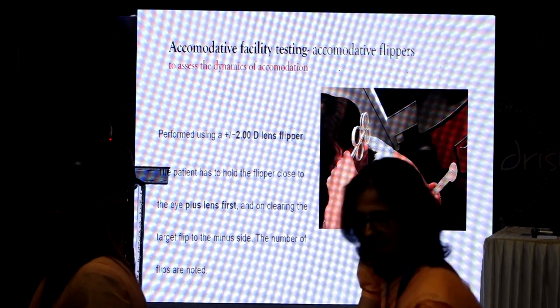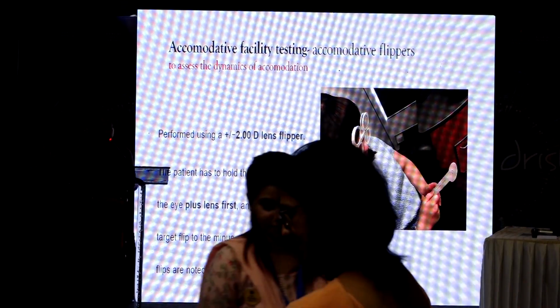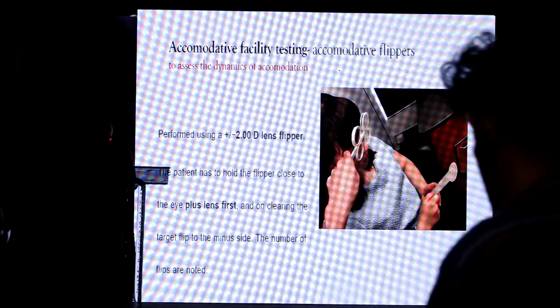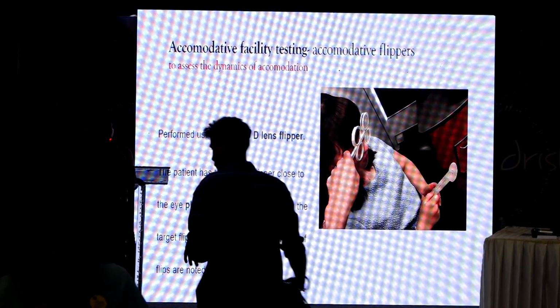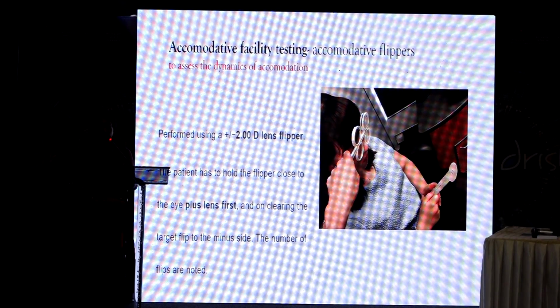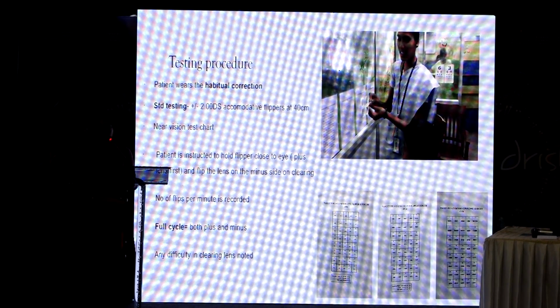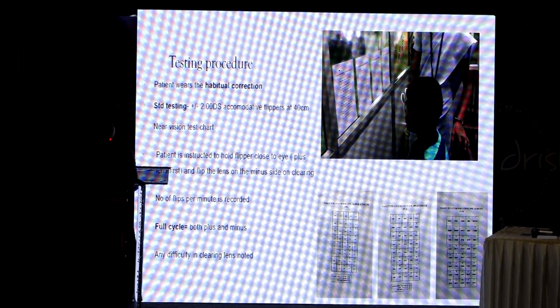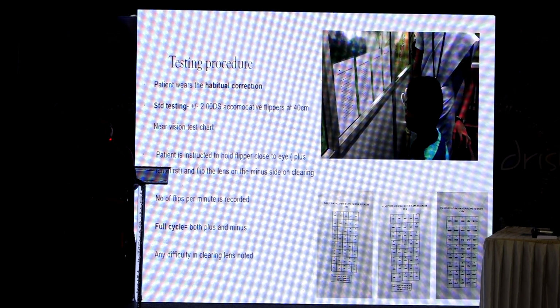For assessing the dynamics of accommodation, you have to do the accommodative facility testing using accommodative flippers. So this is performed using a 2 diopter lens flipper, which the patient holds close to the eyes, plus lens first, and on clearing the target, it is flipped to the minus side. The number of flips made are noted. This is a testing procedure and these are the targets given. Patient again wears the habitual correction, standard testing with 2 diopter accommodative flippers at 40 centimeter testing distance. A full cycle includes both plus and minus lenses. Number of flips made per minute is recorded.